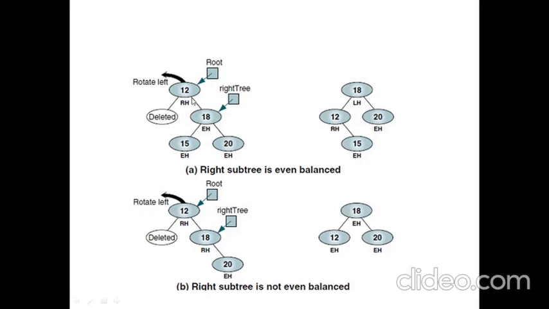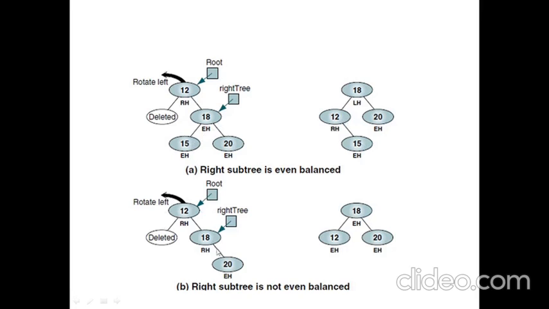This is an example to make it easier. Say for example, a node has been deleted here. After that we have to balance it again. That balancing happens by rotating left, because the right has become excess. The height of the right is out of balance. It is a case of right of right. So we rotate it like this. 18 becomes the root, 12 becomes the left child, and as usual 15 becomes the right child of 12.